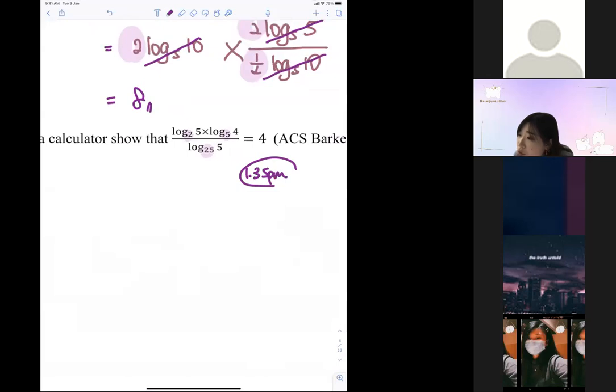Divide must change to times, then you flip, okay? 4 can change to 2 square, power can bring down. Then you get it already. Answer.